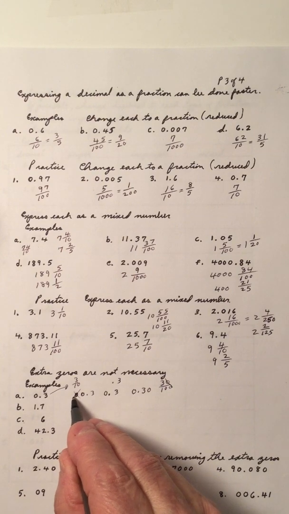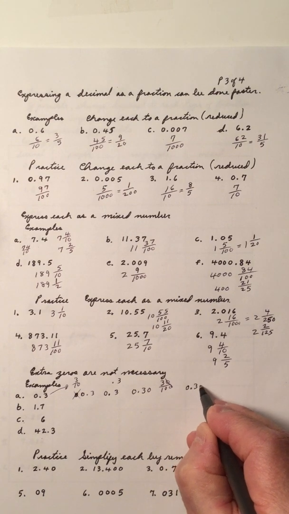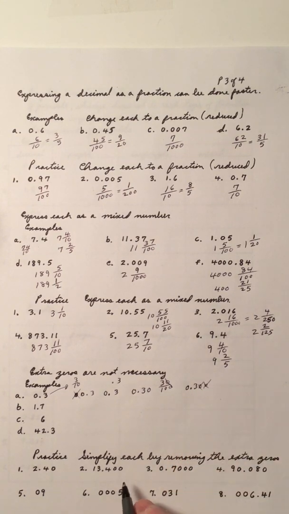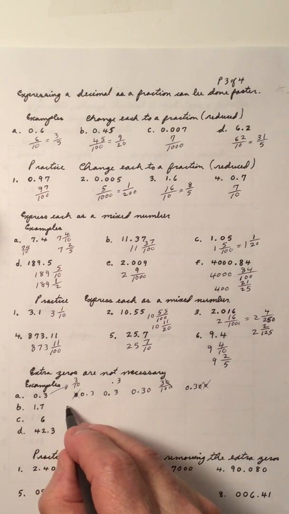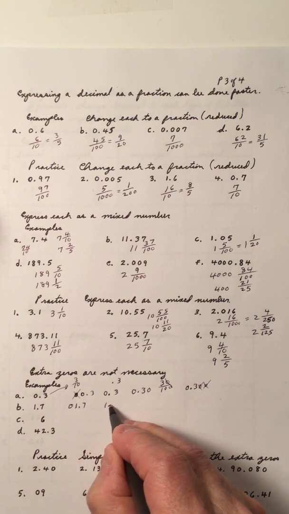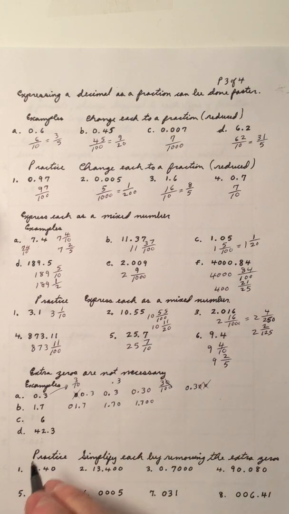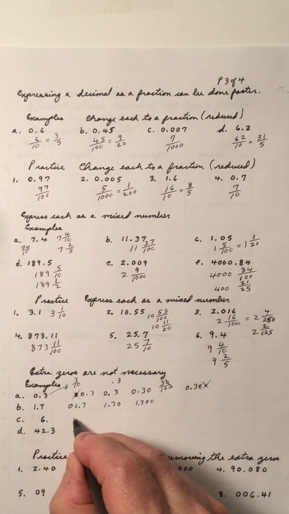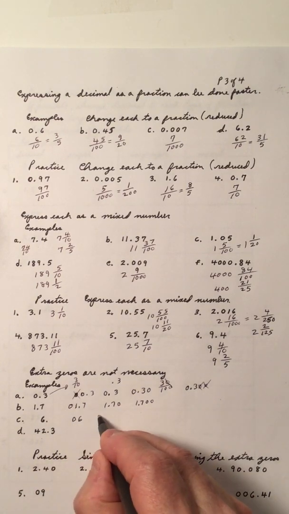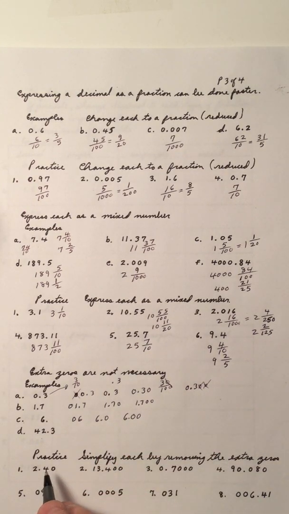So the zeros to the left here are not necessary, and the zeros to the right of the last digit are not necessary. So 0.300, the zeros on the right are not necessary. And 1.7, 1.70, not necessary. 1.700, not necessary. 6 has a decimal to the right. If there's no decimal in the number, it's always on the right. So that's not necessary. 2 zeros are not necessary.